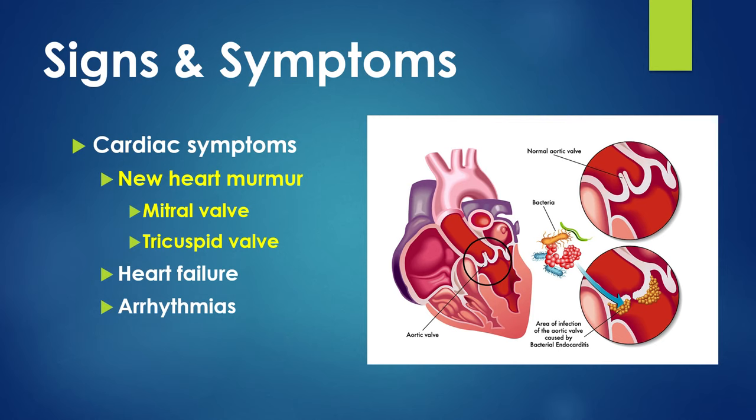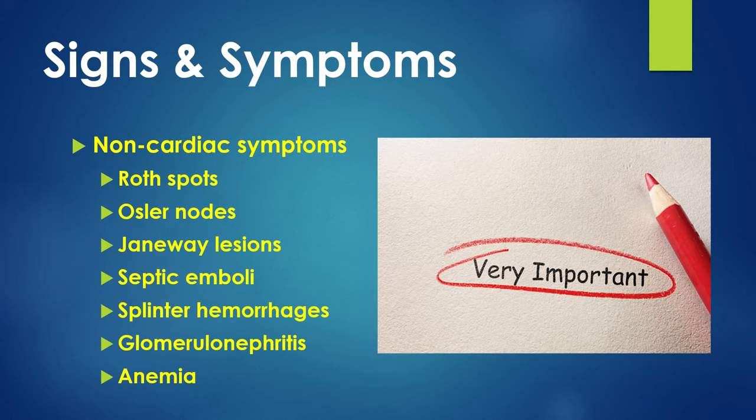In addition to that, you can have heart failure, and that'll be due to eventual valvular damage from the bacteria damaging the heart valves. And you're going to have arrhythmias, and those arrhythmias can be due to perivalvular abscesses and conduction abnormalities. So as you can see here, the infection gets so bad, it's damaging the valve, it's causing an abscess, it can affect the electrical conduction of the heart, and that can cause arrhythmias.